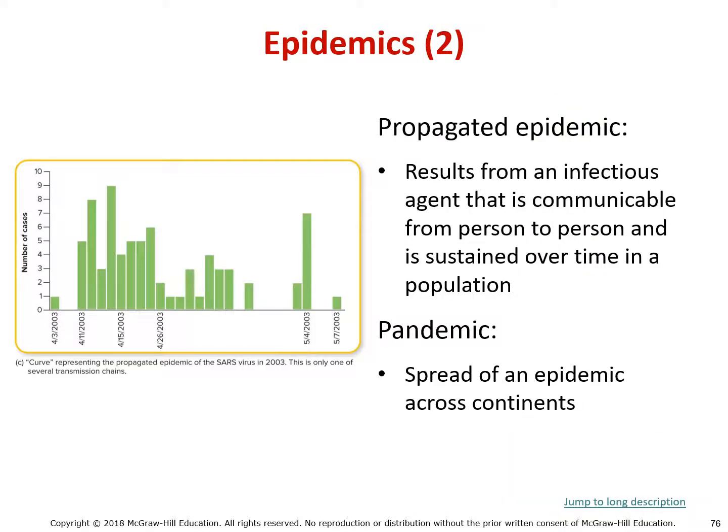A propagated epidemic is going to be huge numbers of infectious agents that are being passed person to person in a society over time. And so the idea is typically it started with one person, but now it's being passed person to person because it's a communicable disease. A pandemic is a different type of epidemic. This is going to be whenever an epidemic is spread across continents or across the world. The idea is an epidemic is bad, but a pandemic is really bad because now it's not just affecting one population, but multiple populations.